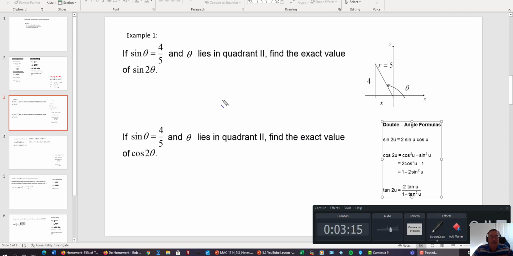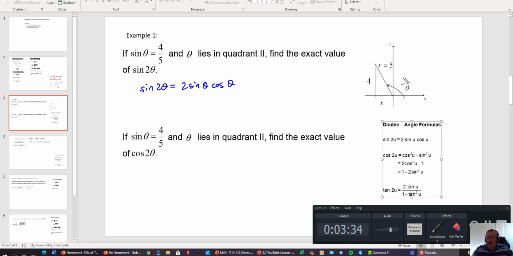We'll start with the double angle formulas. Now it says if the sine of theta is 4/5 and theta lies in quadrant 2, find the exact value of the sine of 2 theta. Now we'll go ahead and write the formula here. So I put sine of 2 theta equals 2 sine theta cosine theta.